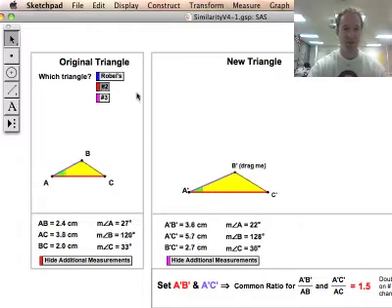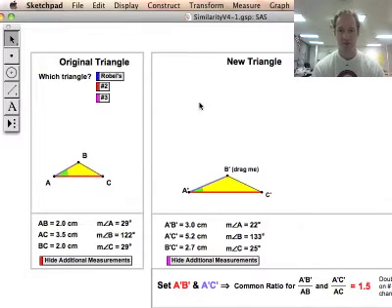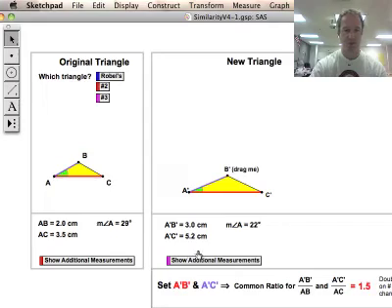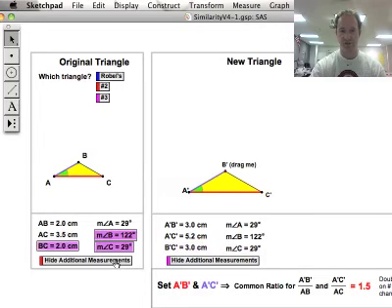Let's check another pair of triangles. So here we have a couple of triangles. The purple over the purple is 1.5. That's 3 over 2. 5.2 over 3.5 is also 1.5. So we got two side ratios that are the same. Let's make these angles the same and then see if the triangles are similar. We're going to make this one 29. There are the angle measures, 122 and 29, 122 and 29. Look at that. Those two triangles are similar. So it looks like side-angle-side might work.